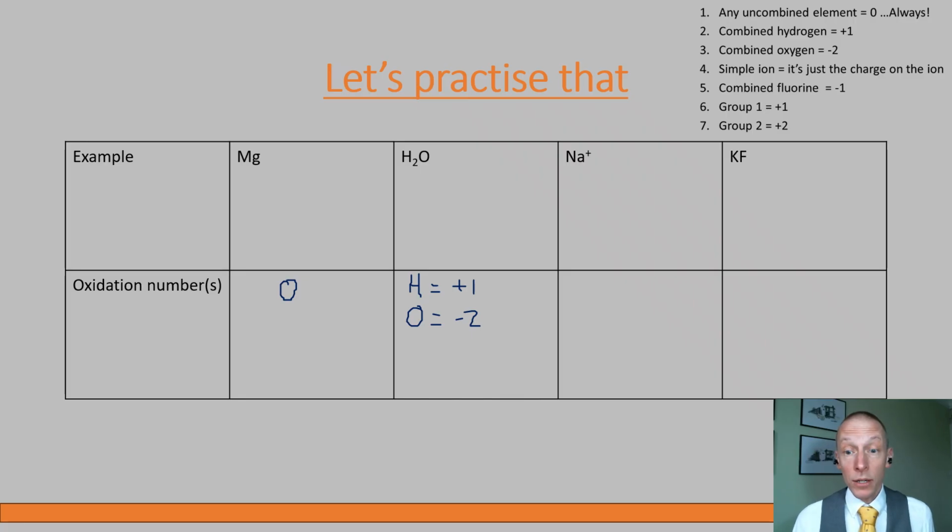Sodium, we've got a sodium ion here. That is in the +1 oxidation state, and we know that because the charge is +1. And potassium fluoride, again, we've got two things that are known by our rules here. We've got potassium, which is in group 1, so that's going to be +1 oxidation state, and fluoride is always going to be -1 because it's combined.